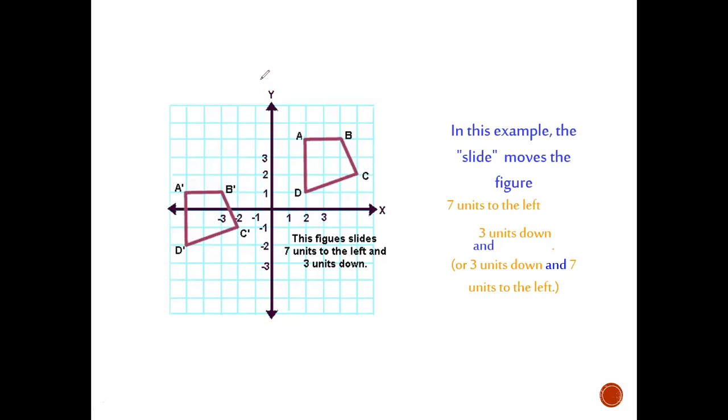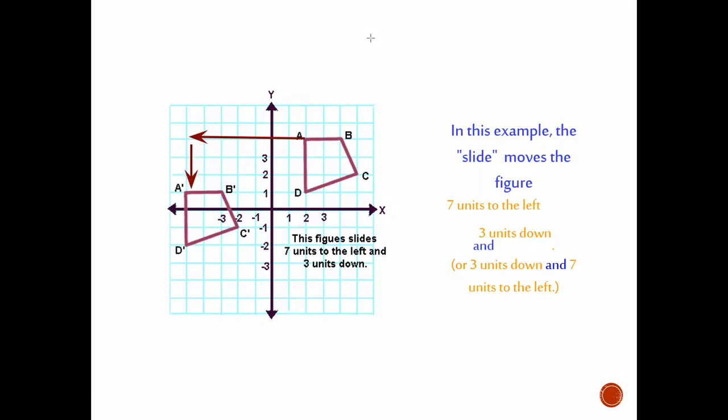Okay, I can see that it's actually being moved 1, 2, 3, 4, 5, 6, 7 units to the left. Okay, you can see the direction is moving 7 units to the left. And the next one, it's moving downwards, which is 3 units down.